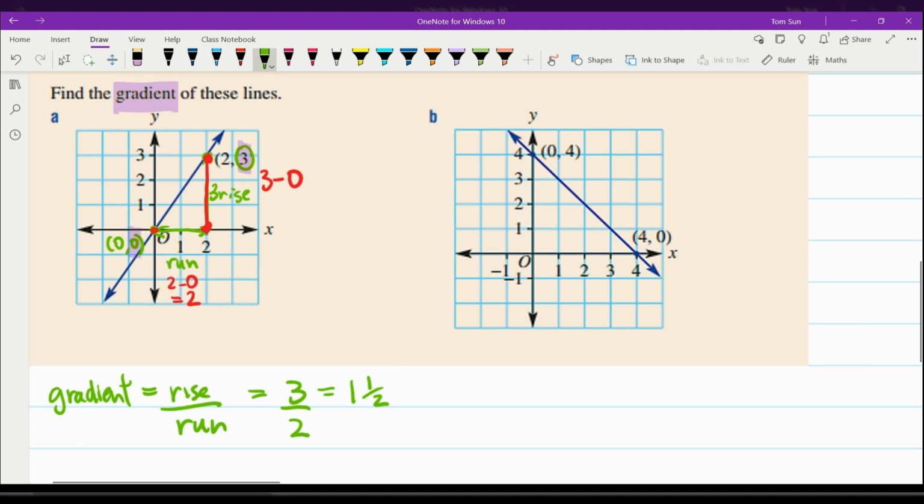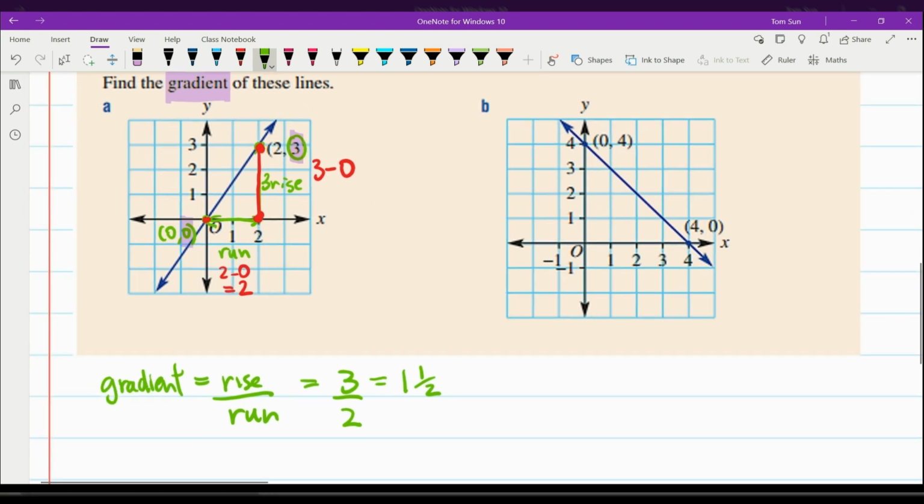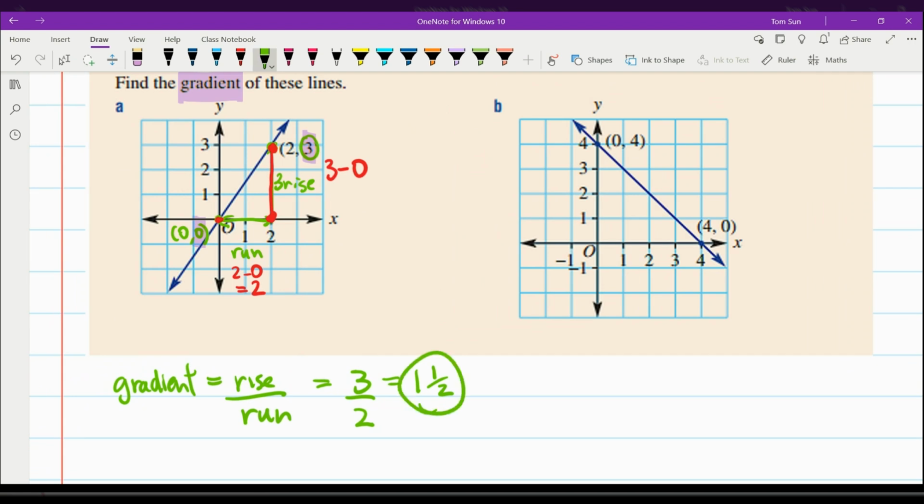Let's take a look at the next one. Before I go to the next one, just realize that this is a positive number, which makes sense because this is a positive gradient. You're going up. And what this actually means, if you think about it, is that for every step you walk horizontally, you are walking 1.5 steps vertically. That's what this line means, right? For every 1 step you take on the x-axis, you're taking 1.5 steps this way. This is the 1.5 steps right here. That's what gradient tells us.